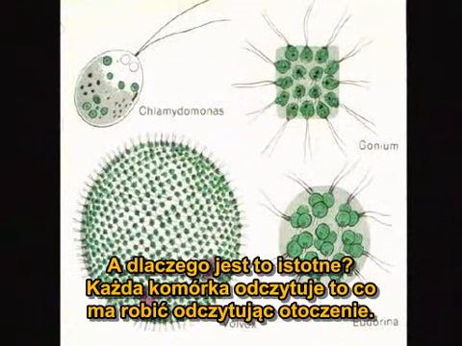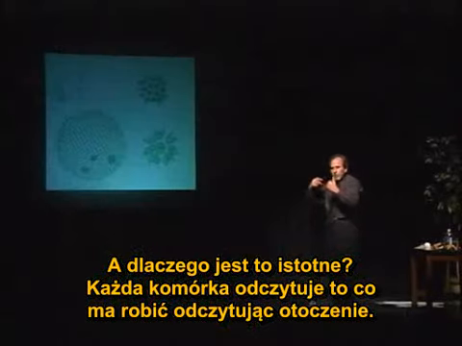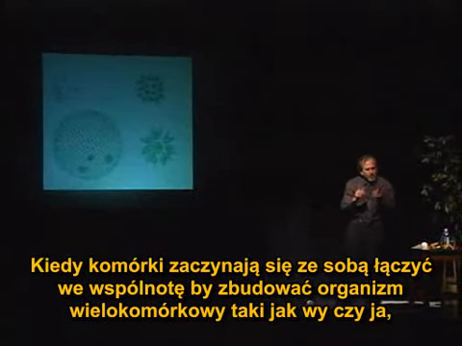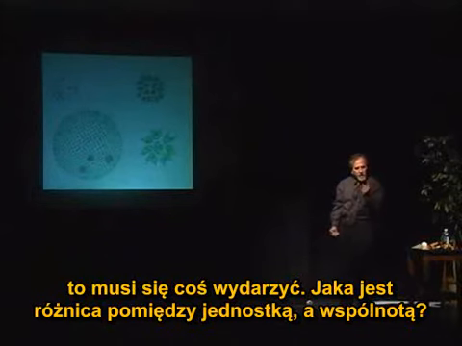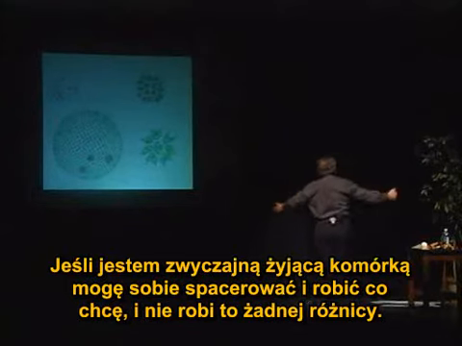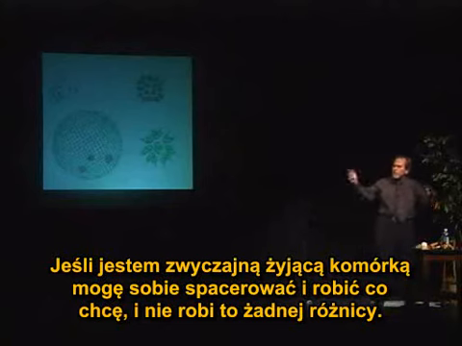And why this was relevant is each cell is reading what it should do by reading the environment. But when cells start to come together in a community to make a multicellular organism like you or myself, then something has to happen. What's different about the individual versus a community? And it's this. If I'm just a free living cell, I can walk around and do anything I want, and it doesn't make any difference.